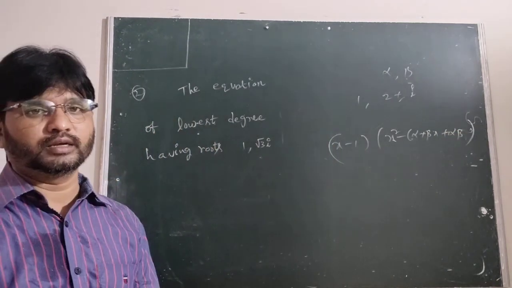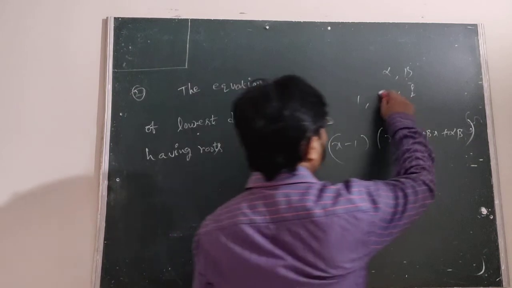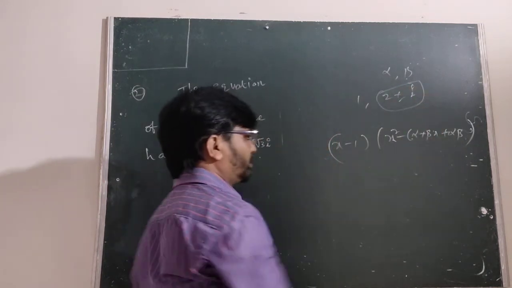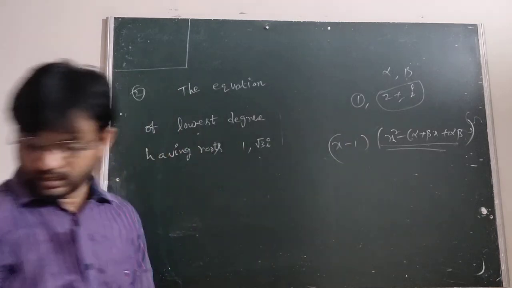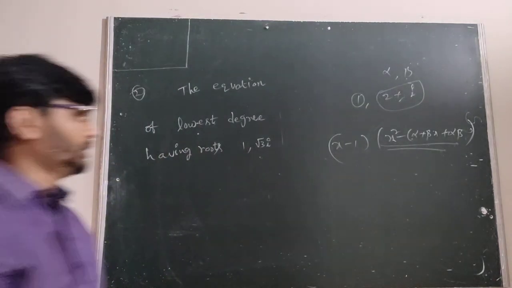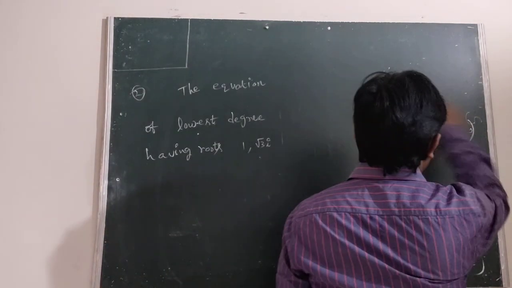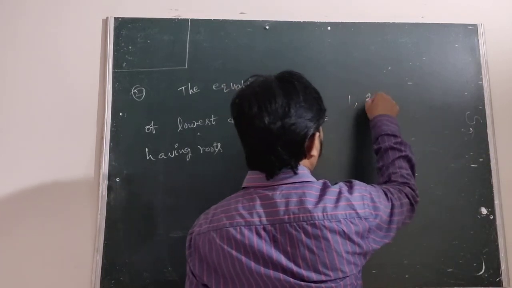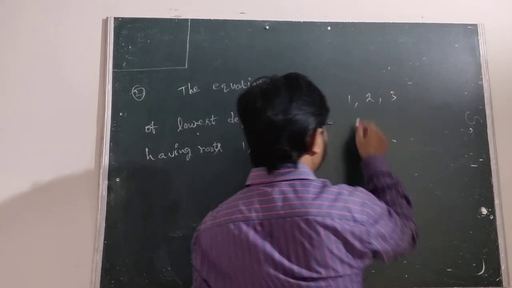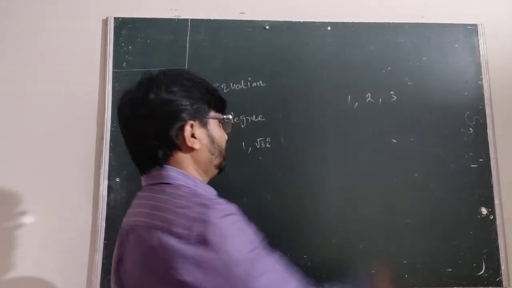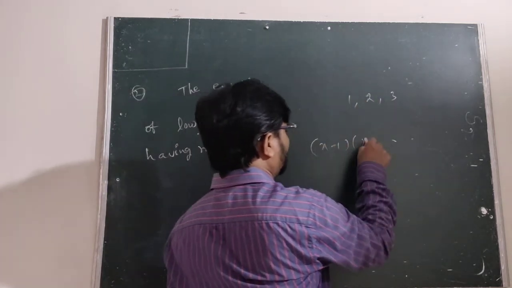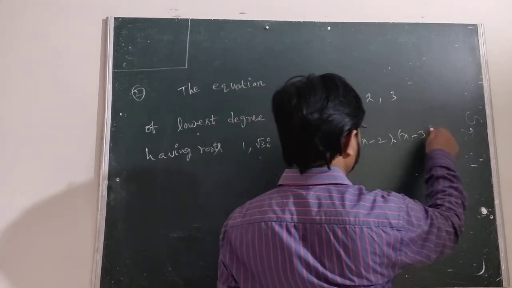We observe that when the roots are complex numbers, undoubtedly we take the quadratic equation, and one of the roots gives x minus 1. So from the objective point of view, we can directly find the equation having the roots 1, 2, 3. Then you can write x minus 1 into x minus 2 into x minus 3.